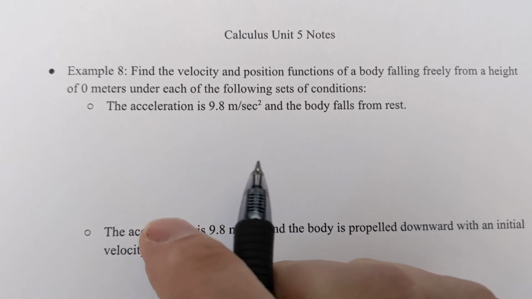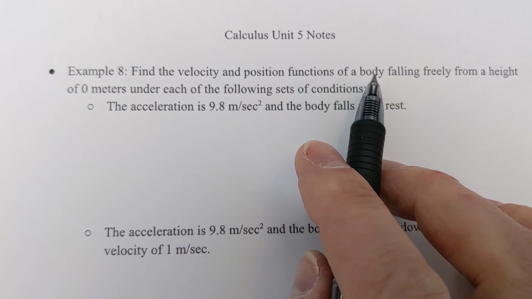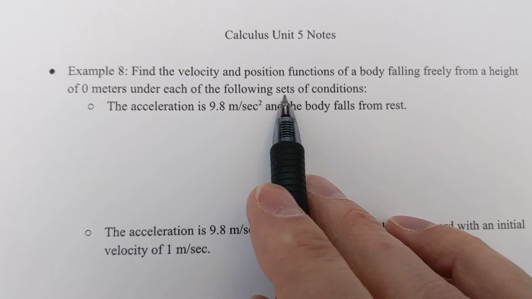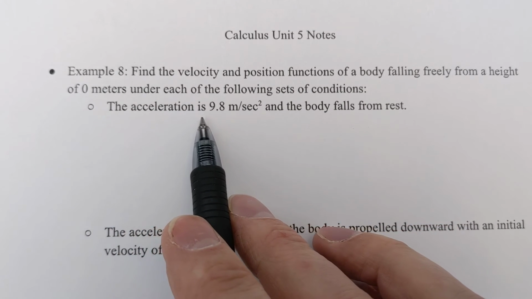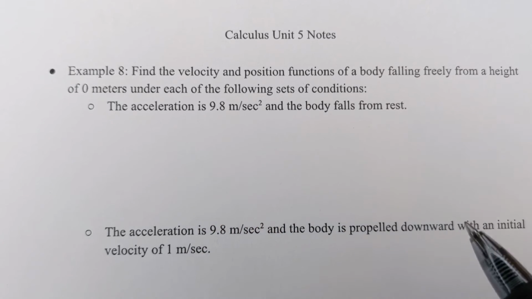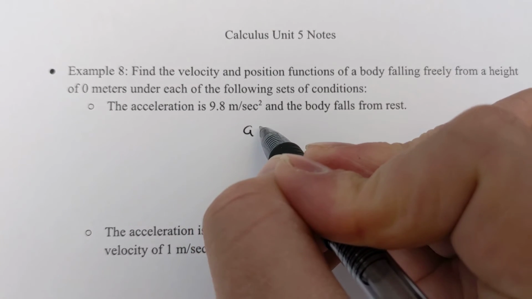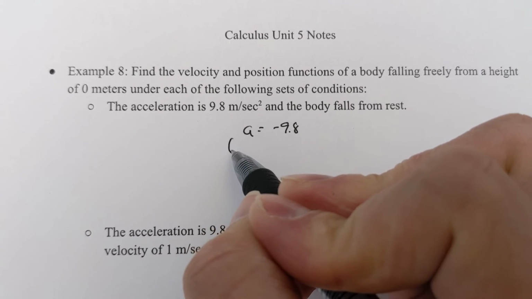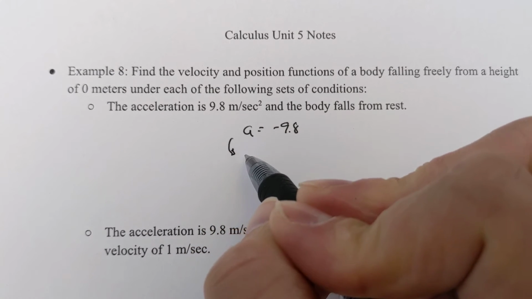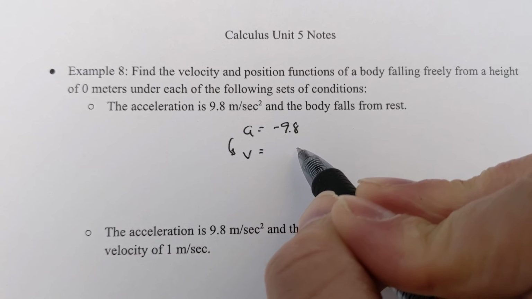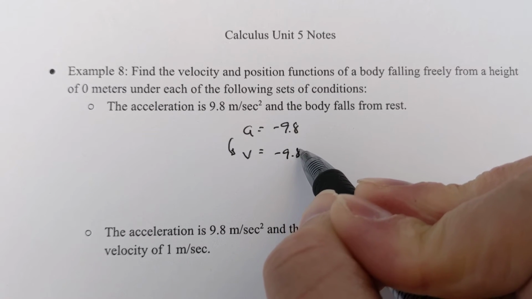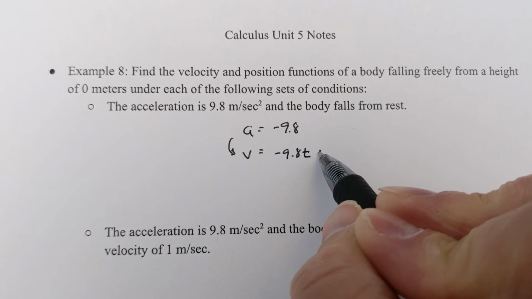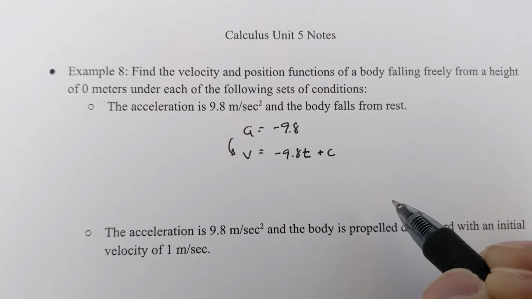Okay, example 8: find the velocity and position functions of a body falling freely from height 0 meters under each of the following sets of conditions. Acceleration is 9.8 meters per second squared, and the body falls from rest. So a is negative 9.8. The velocity is the antiderivative of this. Instead of counting down exponents, I need to count up. That would give me a t, plus some constant that I need to figure out.